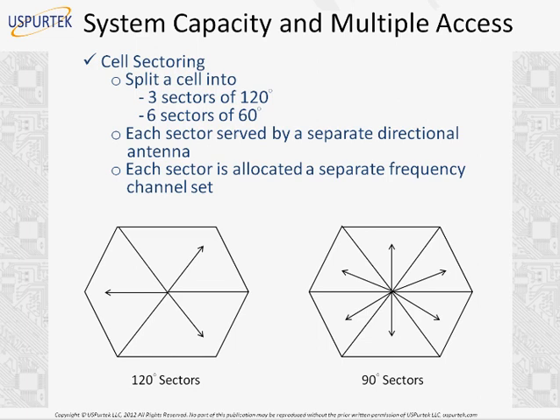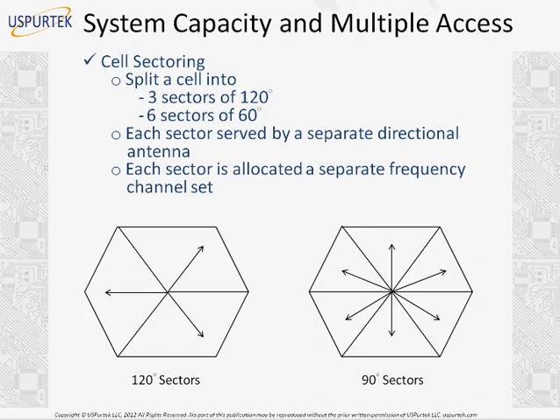So after cell splitting, what can we do? We can sector the cells into multiple sectors. Like you see, we could divide a cell into 3 sectors of 120 degrees each, or 6 sectors of 60 degrees each. Now this is very widely used in 3G networks as well as previously in 2G networks. If you see a cell tower, you will have a triangle. The antennas form a triangle actually. Why do they form a triangle? They use 3 sectors of 120 degrees each, and you have directional antennas. So each sector is served by a separate directional antenna, and each sector is allocated a separate frequency channel set.